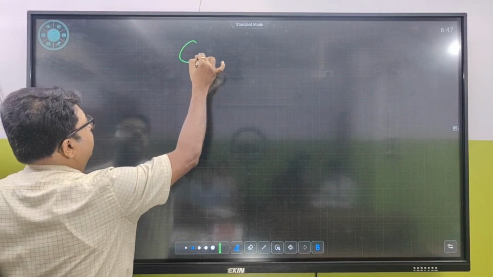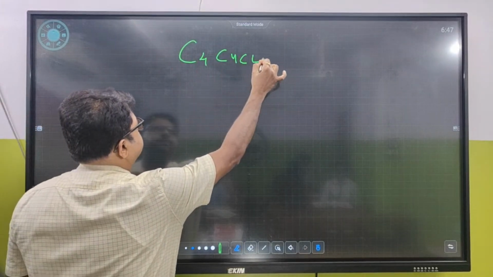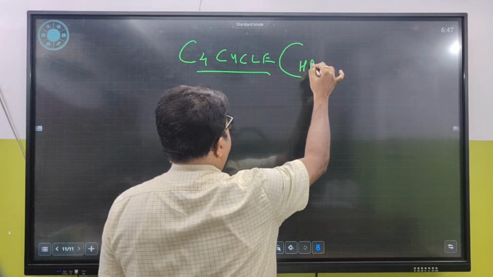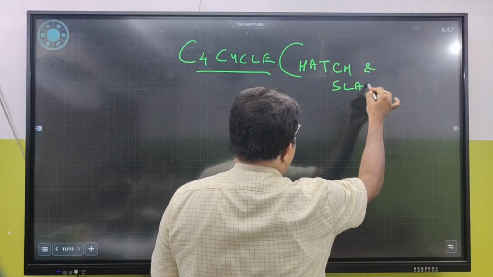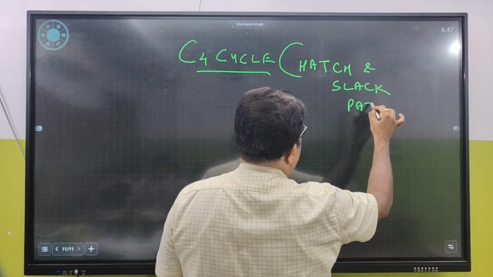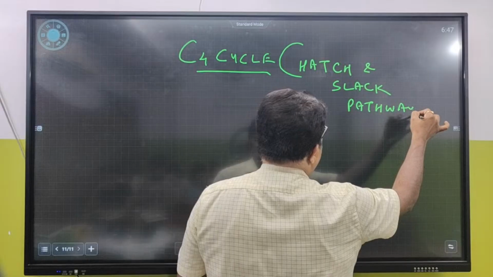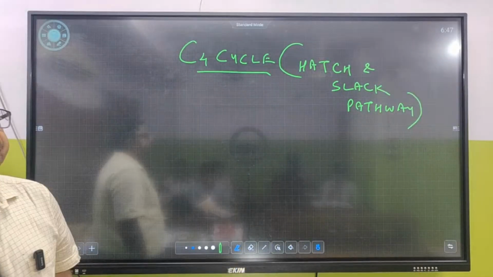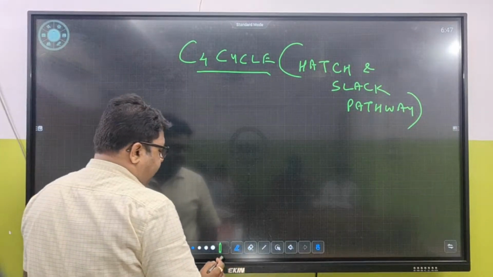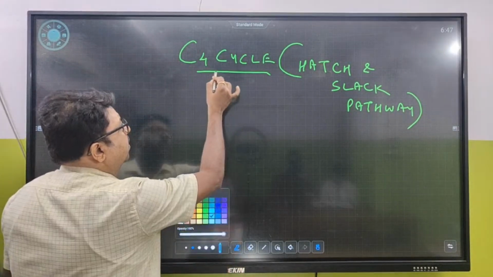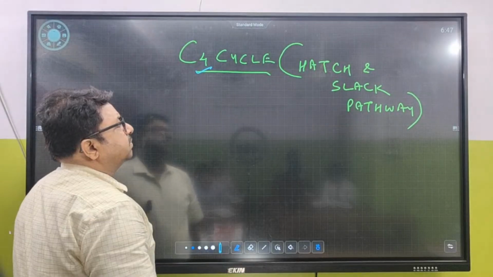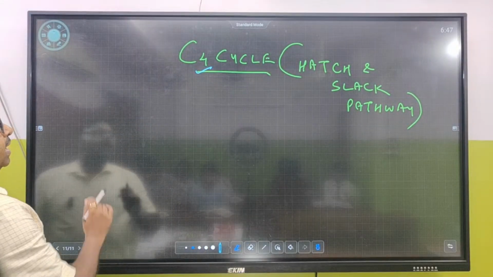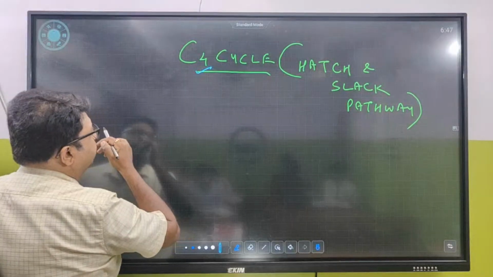The next one is called the C4 cycle. There is a difference to that. The C4 cycle is also called the Hatch and Slack pathway. Hatch and Slack pathway has been given on the next page. In C4, the first compound should be of carbon 4.